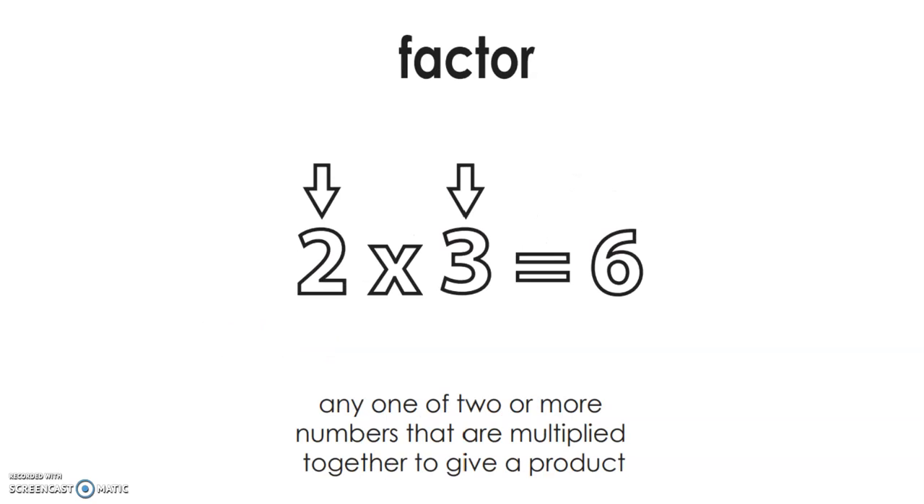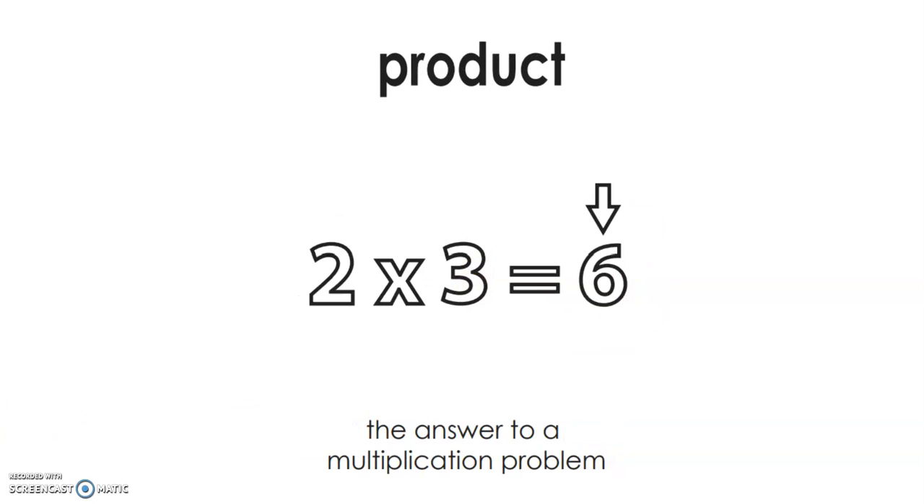Another important thing is to remember what the word factor means. A factor is any one of the 2 or more numbers that are multiplied together to give the product. So the 2 and the 3 are factors. That means 6 is the product. You're right. It's another way of saying the answer.